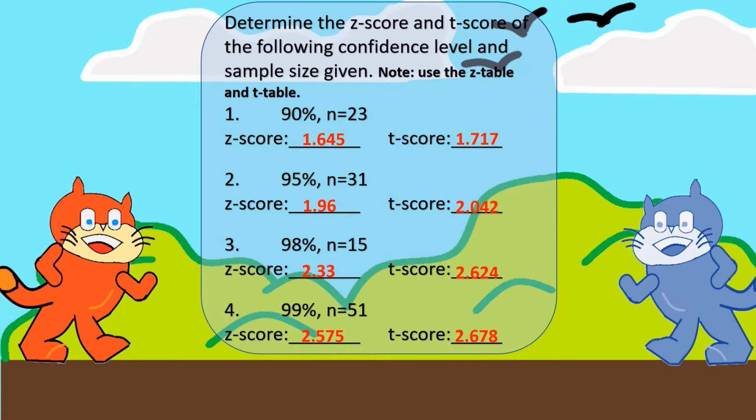For number 1, z-score is 1.645, t-score is 1.717. For number 2, the z-score is 1.96, while the t-score is 2.042. For number 3, z-score is 2.33, while t-score is 2.624. And for number 4, z-score is 2.575, and t-score is 2.678.